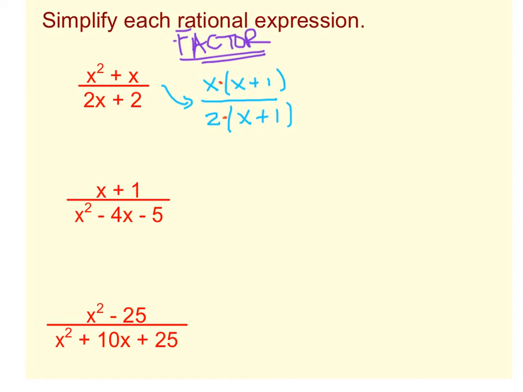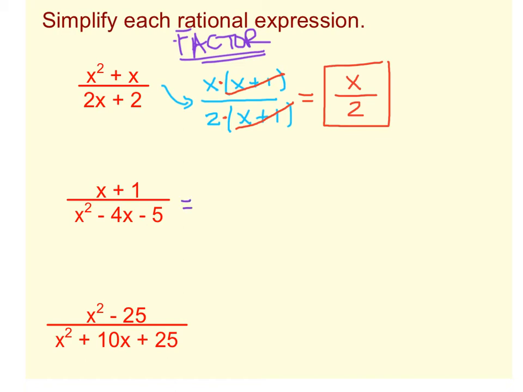This is kind of the fun part. This is where you get to cross them off, because x plus 1 divided by x plus 1 technically equals 1, so we can cancel those away. So then we look and we see, what do we have left over? You have an x in the numerator and a 2 in the denominator, so that will be our final answer. So what we're doing is we're factoring everything and then looking to see what we can cancel.